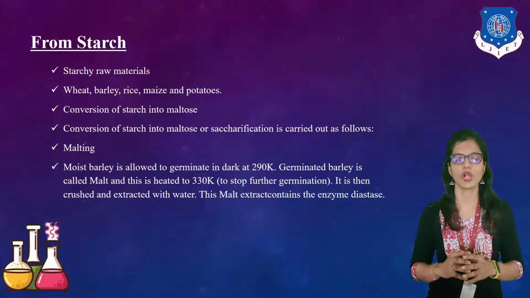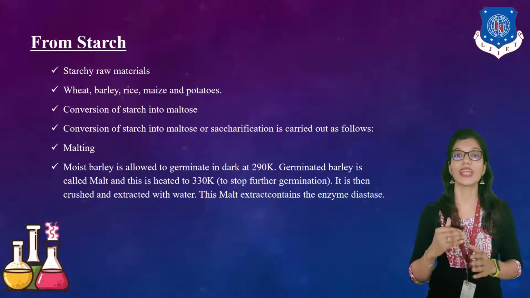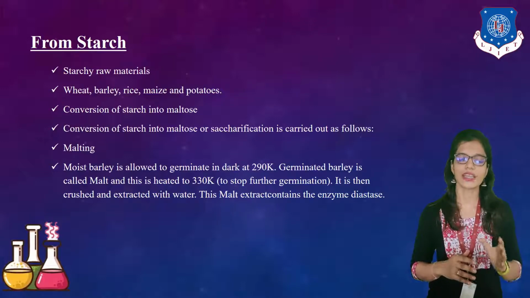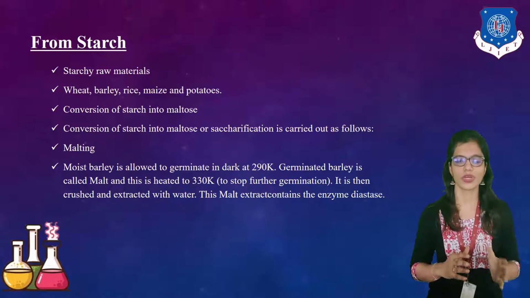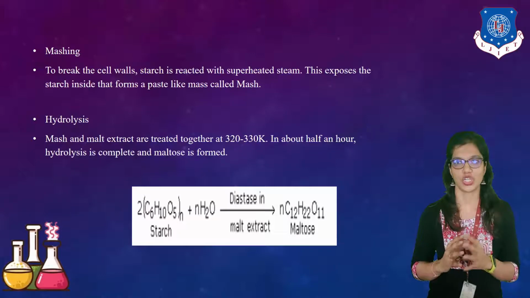The first step involves malting, and it is known as malt. Moist barley is allowed to germinate in the dark at 290 Kelvin. This germinated barley is called malt, and it is heated at 330 Kelvin to stop further germination, otherwise it will get further germinated. It is then crushed and extracted with water. This malt extract contains the enzyme diastase.